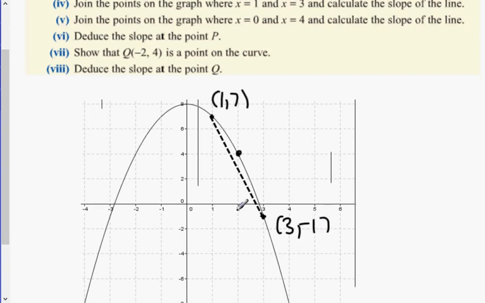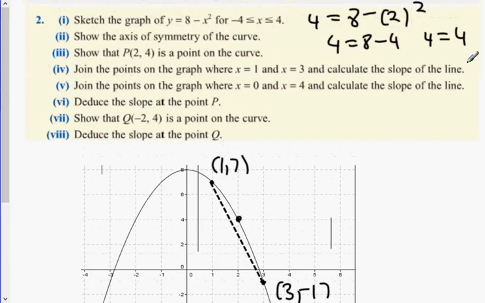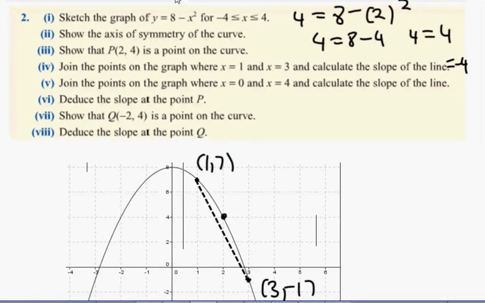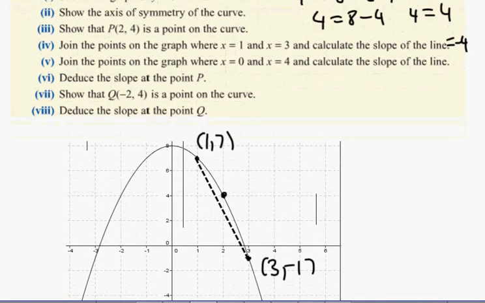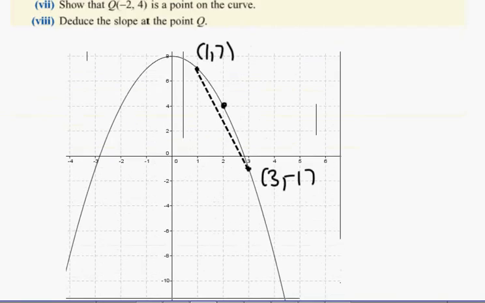You're going to get the slope in between the two of them. The slope turns out to be minus 4. Is everybody happy for me just to put down what the slope is as opposed to doing y2 minus y1 over x2 minus x1? Yep. Thank you. So y2 minus y1 over x2 minus x1.